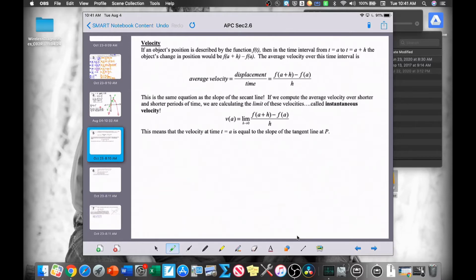So V of A is equal to the limit as h approaches 0 of f of A plus h minus f of A divided by h. This means that the velocity at time t equals A is equal to the slope of the tangent line at P. A very important relationship to understand.